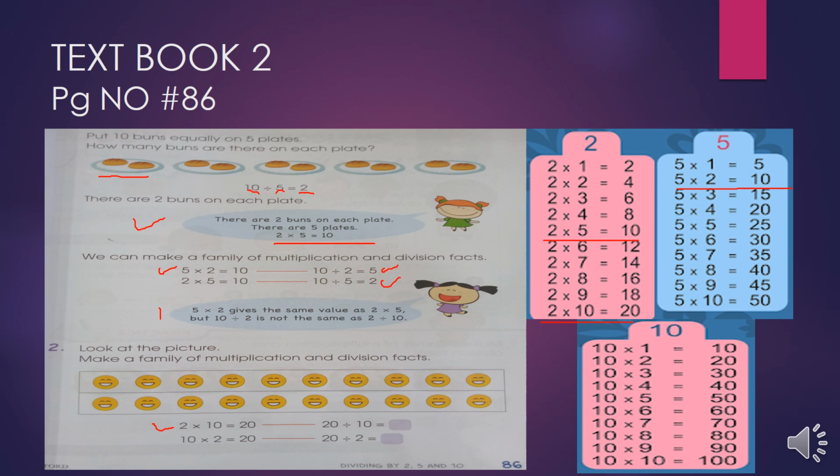And by this equation, how can we make the division sentence? 20 in total. And when we make groups of 10, how many groups will we get? 2. 20 is the total number, and when we circle in groups of 10, there will be 2 groups. When 20 comes in the 10 table, you can see the table, 10 twos are 20. So the answer will be 2.